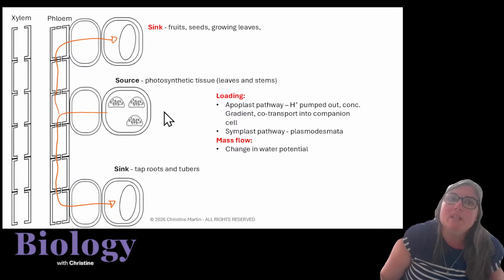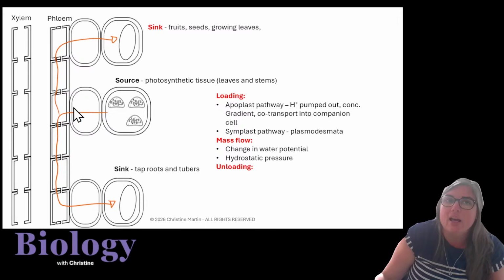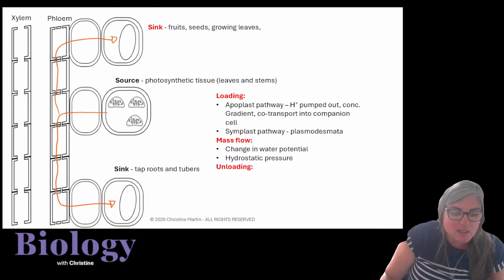So we're going to load it. If we're loading, we're therefore affecting the water potential. We're therefore going to have water move in by osmosis, and that's going to create a hydrostatic pressure, and that water moving in by osmosis will be lateral movement of water.